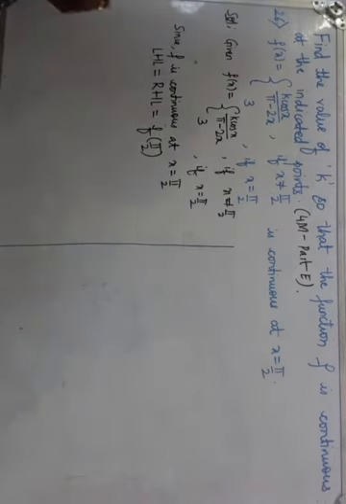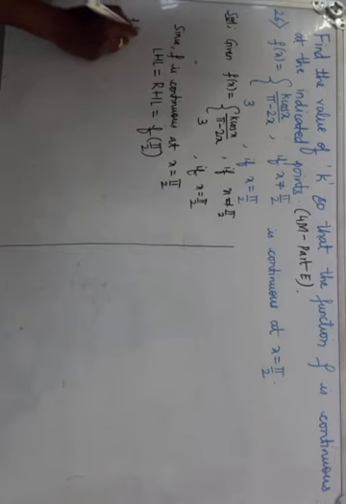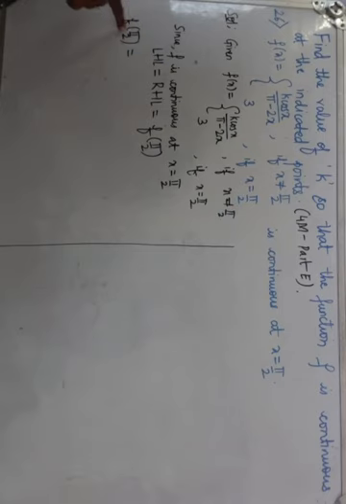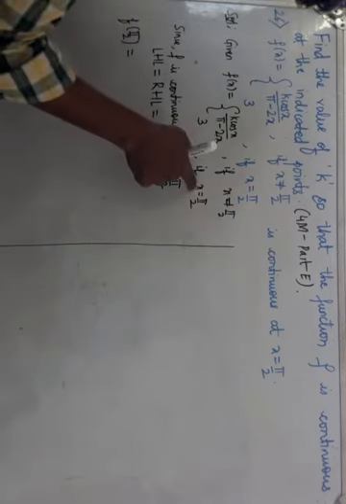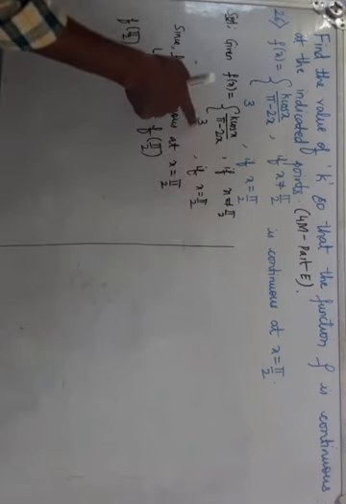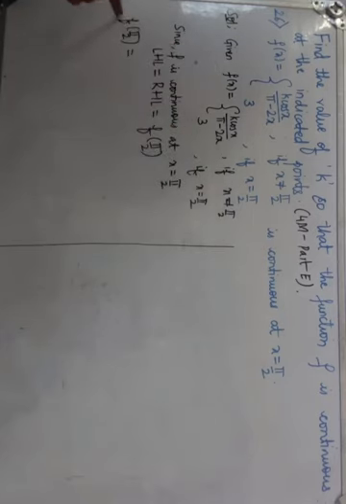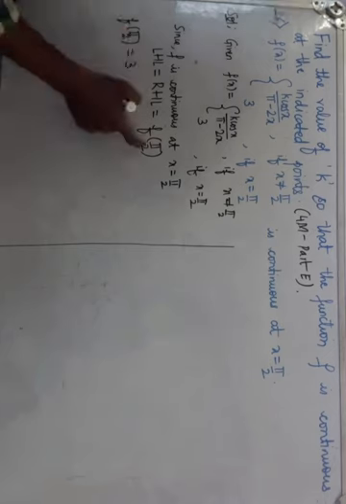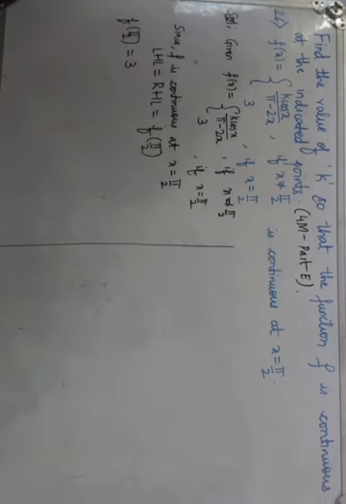So what is f of pi by 2? Exactly equal to pi by 2 is in the second branch. At x is equal to pi by 2, the function value is 3. Therefore f of pi by 2 is 3. Next we calculate LHS.